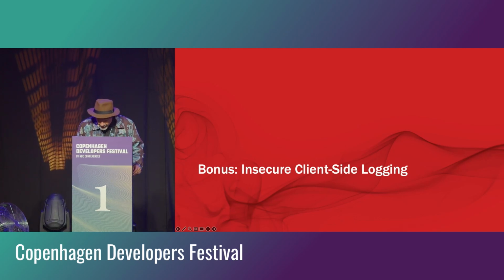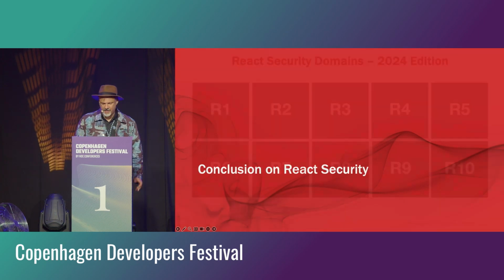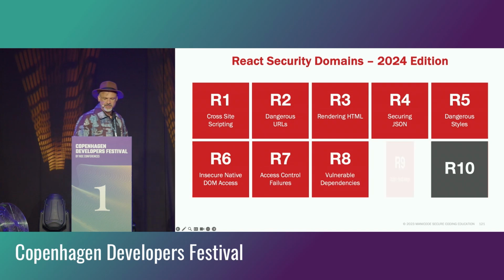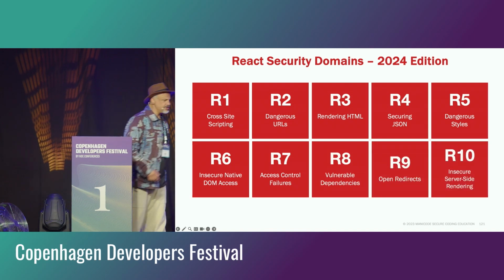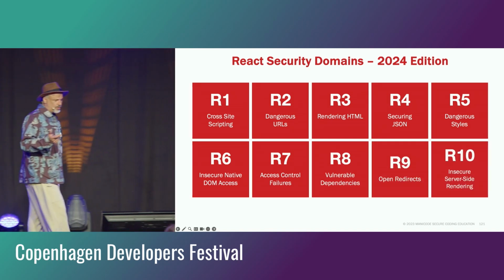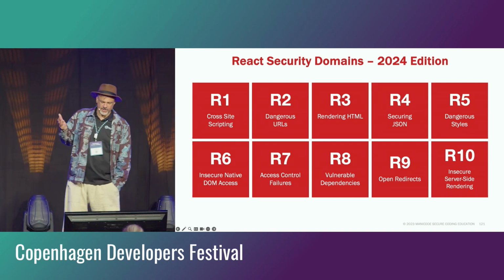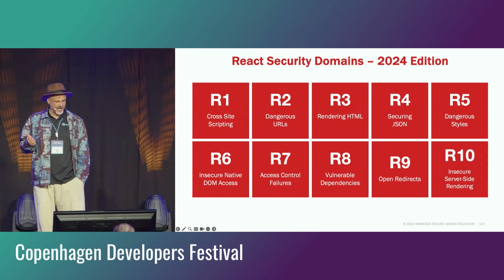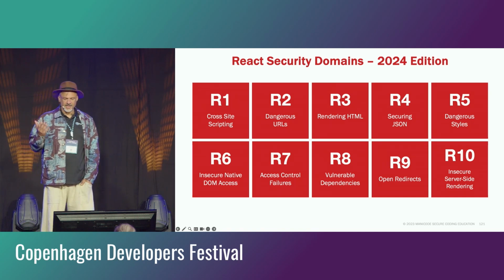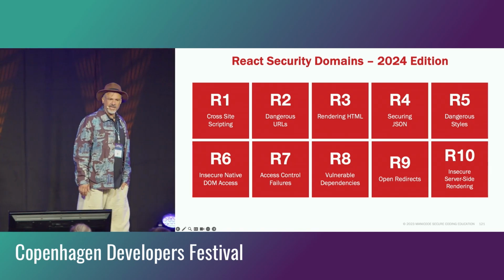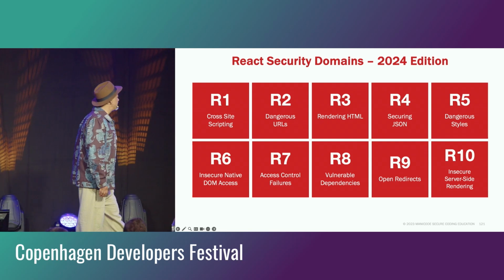Anything else we want to talk about here? I think we're nearing the end of this presentation. A few final notes, right? I highly recommend, what did we talk about? We looked at all of these different categories, right? We looked at basic cross-site scripting, dangerous URLs, rendering HTML, securing JSON, styles, insecure native DOM, access control failures, vulnerable dependencies, open redirects, insecure server-side rendering. These are the categories we talked about from a defensive point of view.